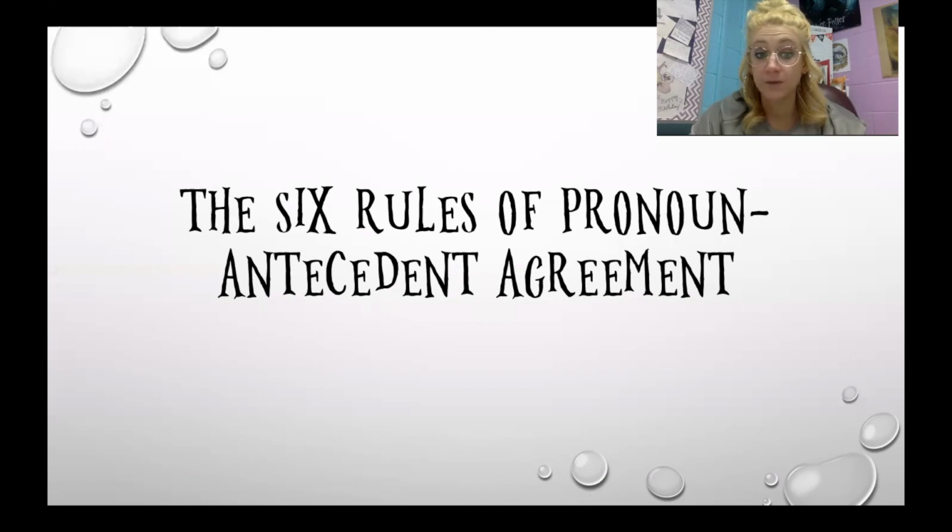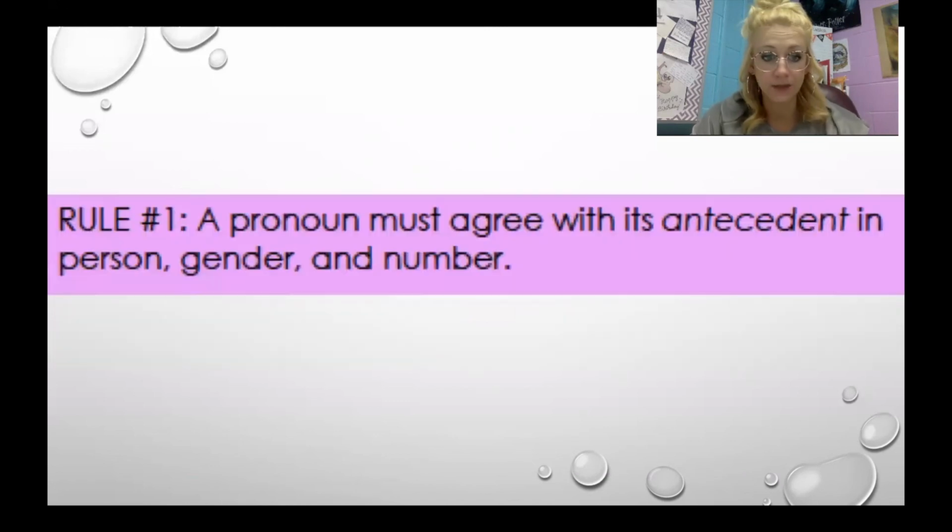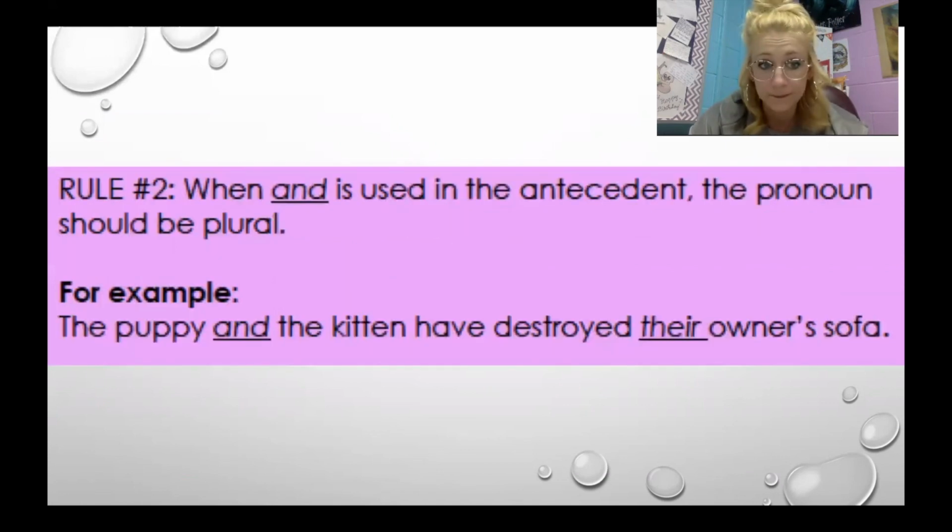Okay, review. Quick review of the 6 rules of pronoun antecedent agreement. 1. Pronouns have to replace an antecedent based on 3 things. Person, is it first, second, or third? Gender, is it feminine, masculine, or gender neutral? And number, is it singular or plural?